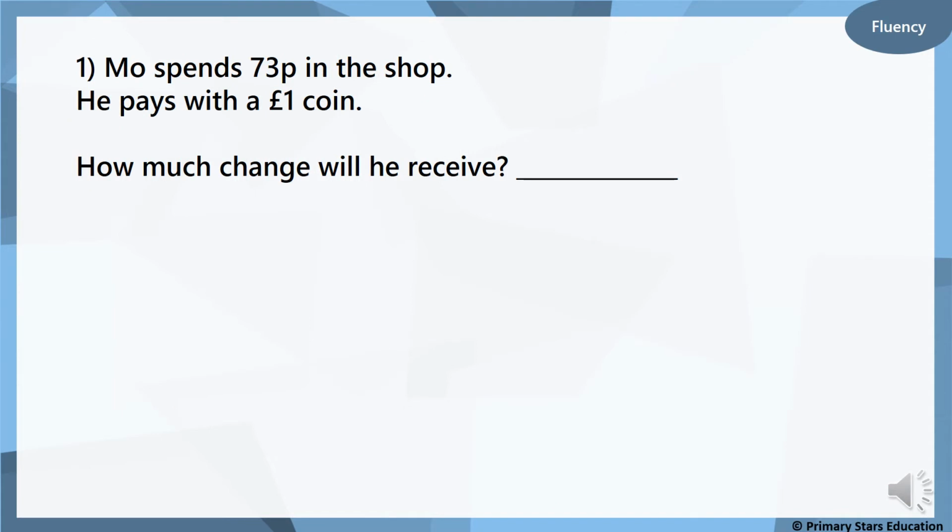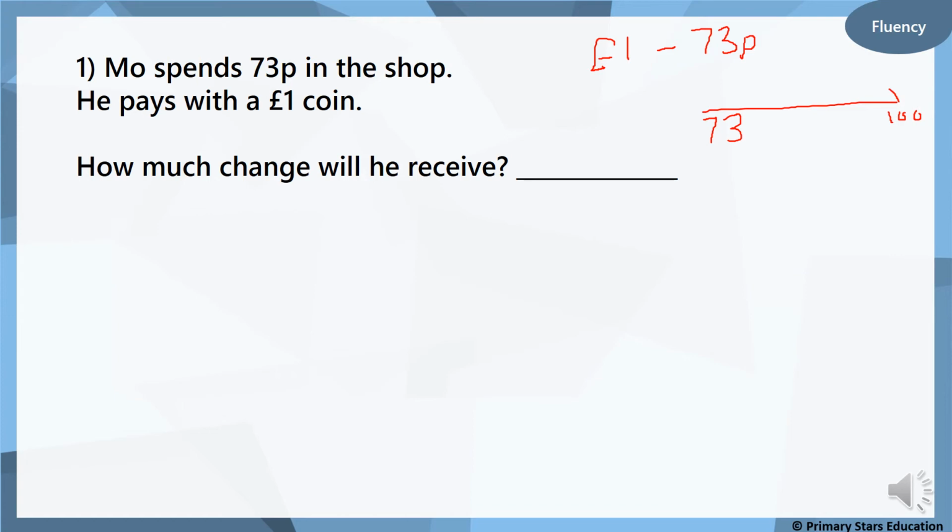Mo spends 73p in a shop and he pays with a £1 coin. So he starts with £1. Remember, that's the same as 100 pennies. And we're going to take away 73 pence. And again, if you want to remember, it's 100 pennies. We want to find the difference.